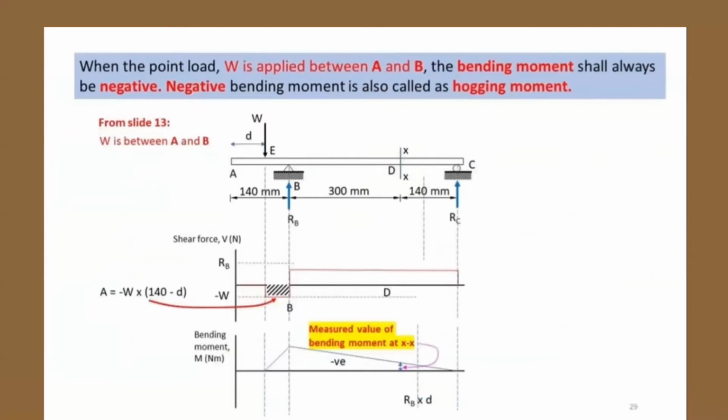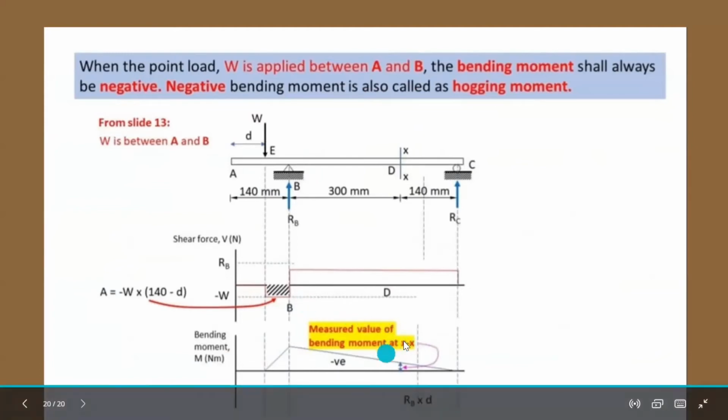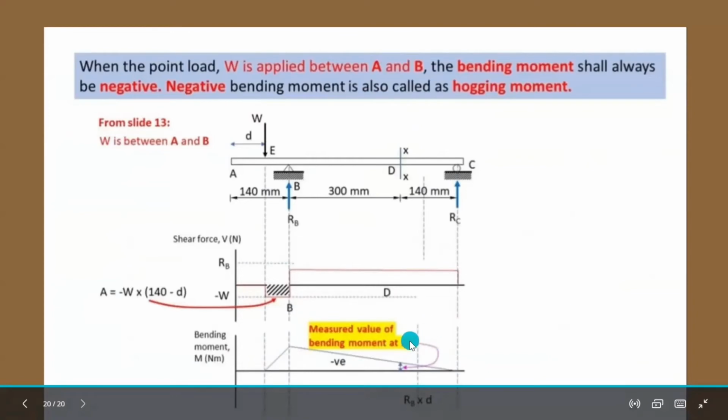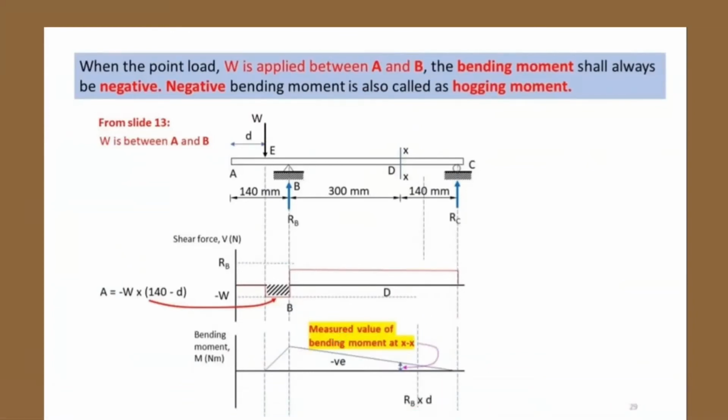Meanwhile, for this case, when the load is applied between A and B, from the bending moment diagram, we can see that the measured value of bending moment at XX will always be negative. The negative bending moment is also called hogging moment.